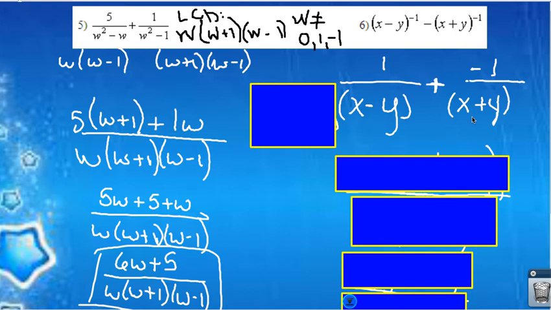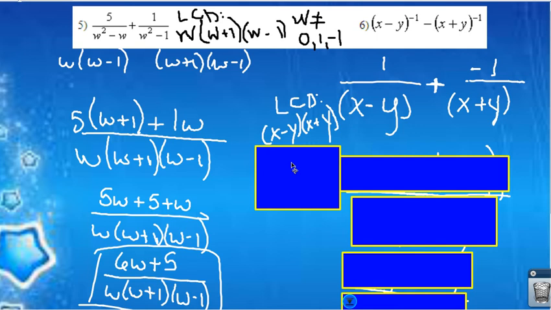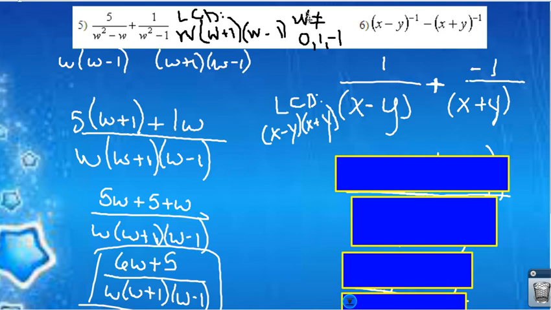Now you can look at your two fractions. What is your LCD? Well, we have a factor of x minus y and a factor of x plus y. The LCD is going to be a combination of the two. Now, since it's two variables, we can't do this part. We don't know what values are excluded. It would depend on what numbers each of those were. But we can still simplify.